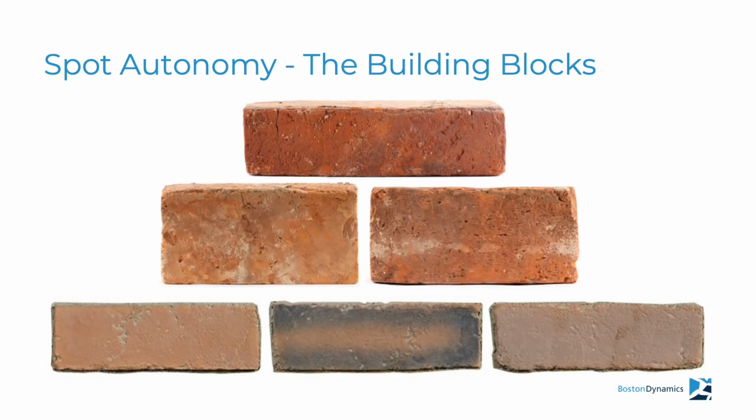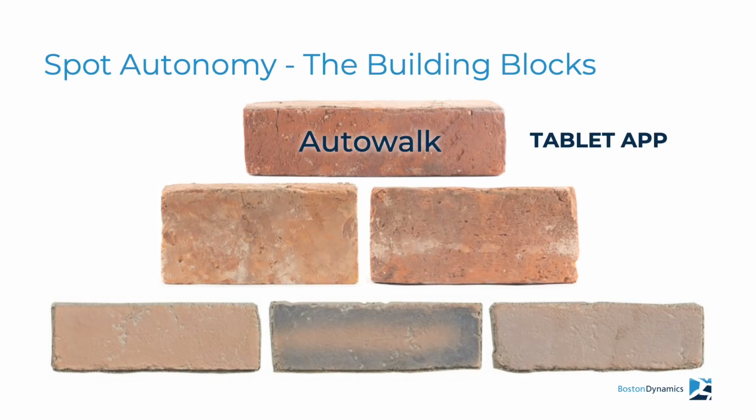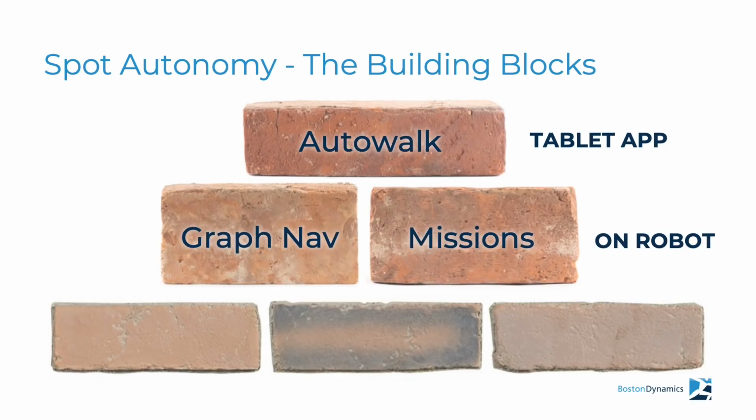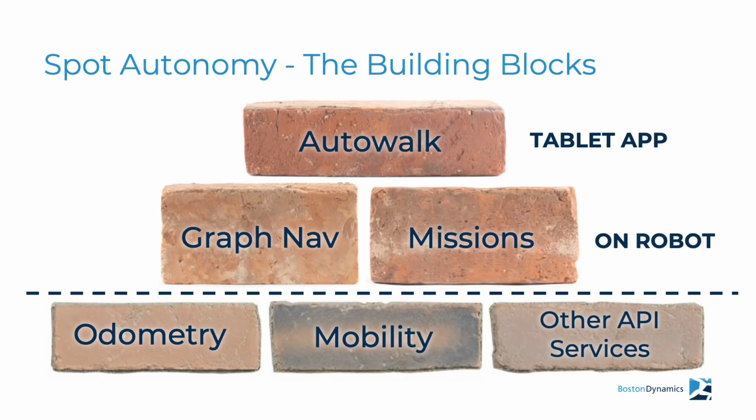What is Spot Autonomy? I like to think of all the software on Spot as a pyramid, and each individual piece of software is a block in that pyramid. And at the top of that pyramid is Autowalk. Autowalk is a piece of software that ships with the Android tablet app. It is built on top of two services that run on board the robot, GraphNav and Missions. These three pieces of software together combine to form the Spot Autonomy group. Underneath all these pieces of software, there are more pieces of software that aren't part of the Spot Autonomy group, but they're leveraged by GraphNav and Missions.